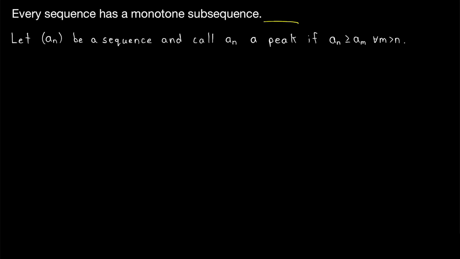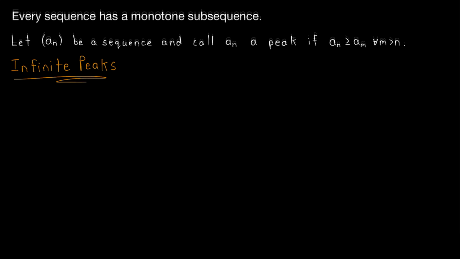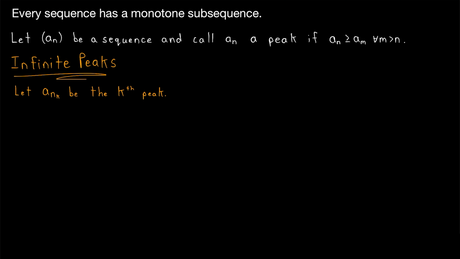Now, a sequence could either have infinitely many of these peaks, or it could have finitely many. So we proceed by cases. First, suppose our sequence has infinitely many peaks. Then we can just say, let a_{n_k} be the kth peak. By definition of a peak, a_{n_1}, the first peak, has to be greater than or equal to a_{n_2}, the second peak, which has to be greater than or equal to the third peak, which has to be greater than or equal to the fourth peak, and so on.